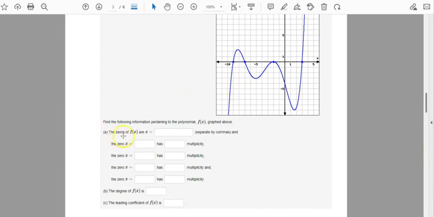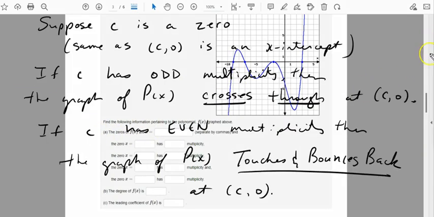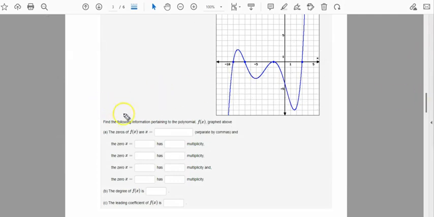Okay, now it wants to know what the zeros are. Remember, if you have an x-intercept, that's a 0. So I can see that my zeros are going to be, I have an x-intercept here at negative 9, and I have an x-intercept at negative 7, and I have an x-intercept at negative 2, and I have an x-intercept at 3. Okay, so the zeros are going to be negative 9, negative 7, negative 2, and 3.